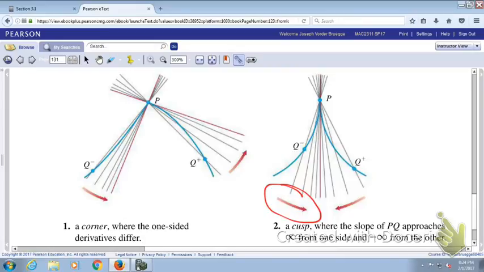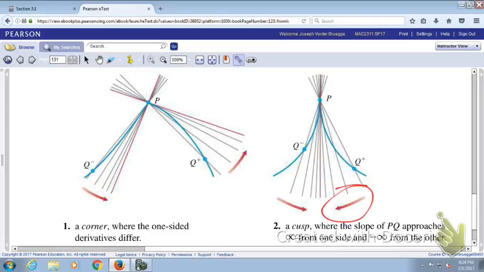They're positive, right? Those are increasing lines, and it's getting more and more steeply increasing as we approach. So from the left, the slope is approaching positive infinity. Meanwhile, as I come in from the right, look at the slopes of these secant lines. What are those slopes? As I approach the tangent line, they're getting more and more steeply negative. So from the right, we're approaching negative infinity.